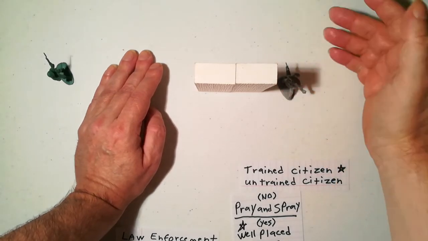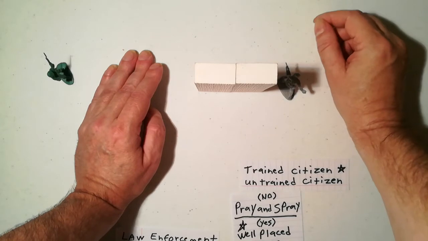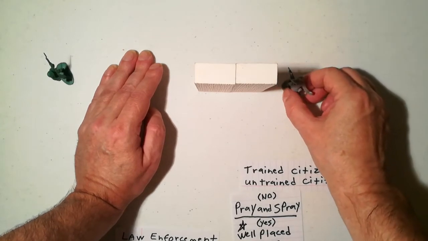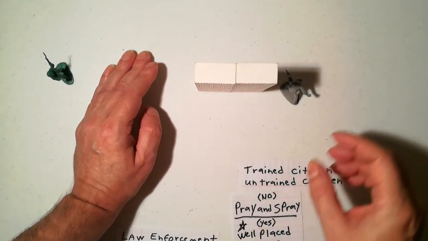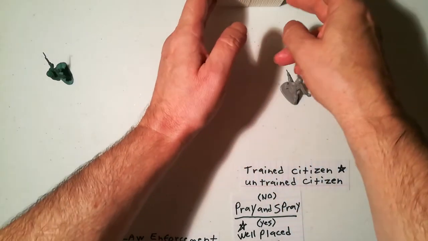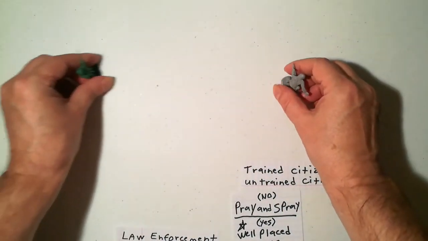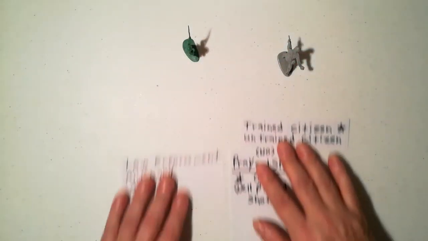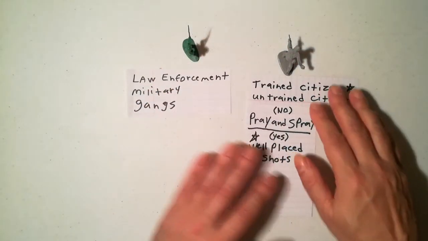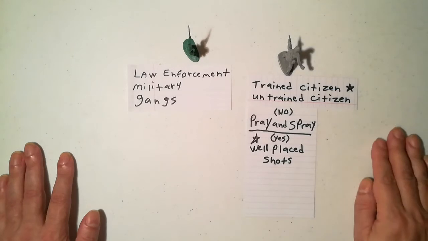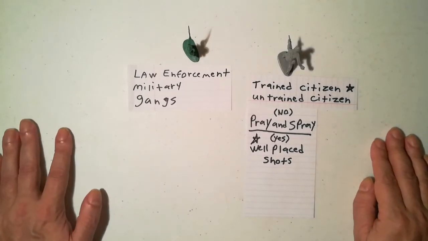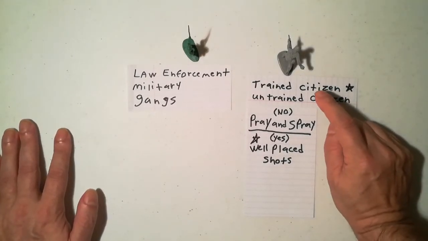Could they have a revolver? Sure. Speed loaders? Sure. But the thing you have to understand is that there's a big difference between law enforcement, military, gangs, and the private citizen. There's a big difference.